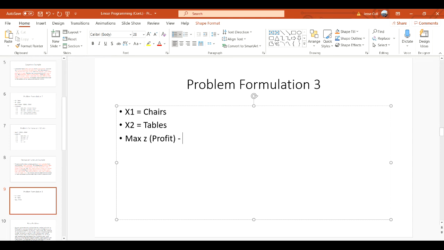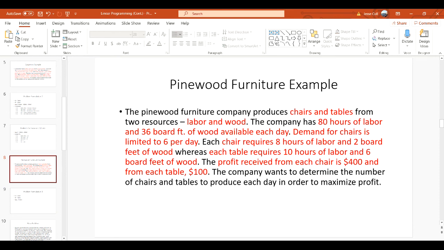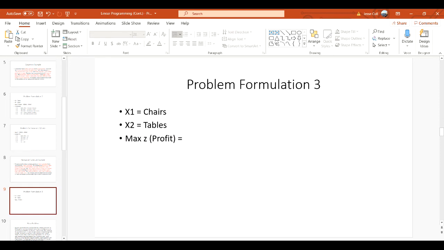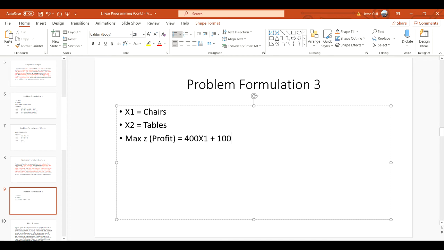Profit is equal to, nope, we see $400 from a chair, $100 from a table. 400 x1 plus 100 x2. That's what we found so far.